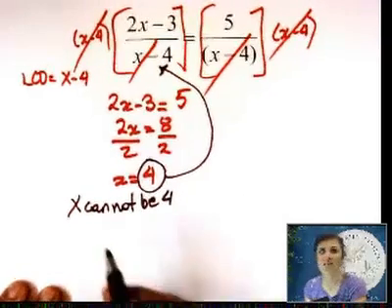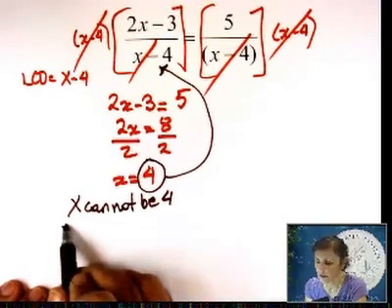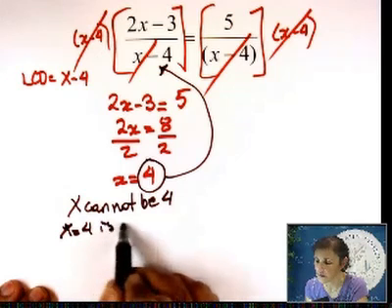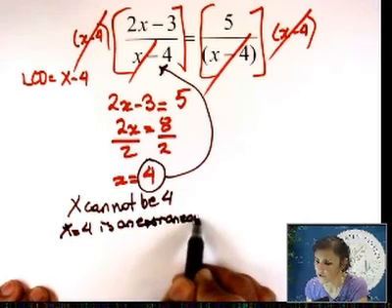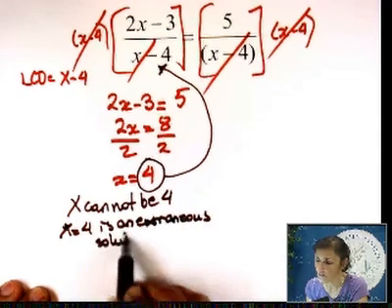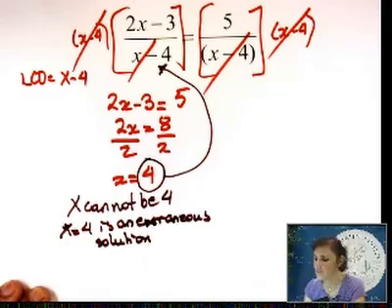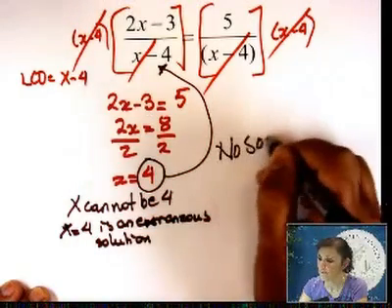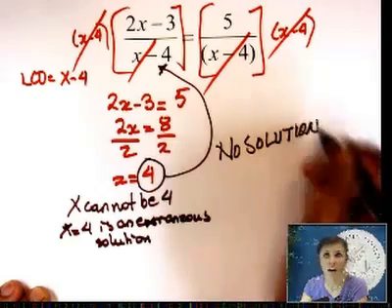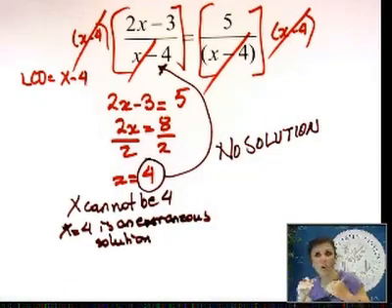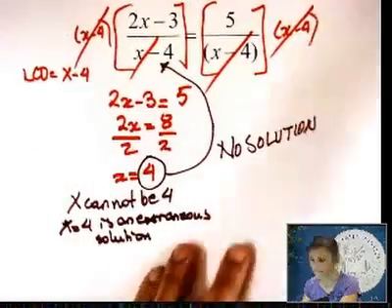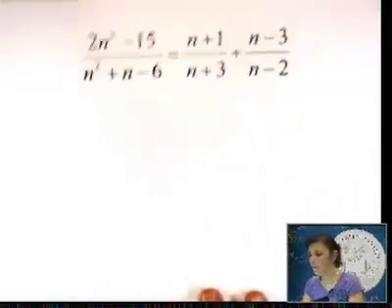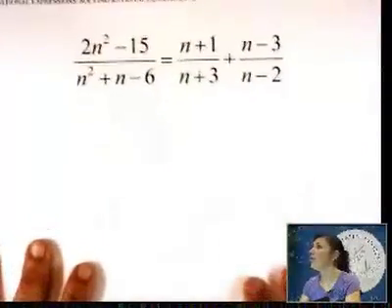This is what we call an extraneous solution. X equals 4 is an extraneous solution, I think I'm spelling this right. So in other words, a solution that doesn't count. The answer is no solution in this problem. Or you can just say x equals 4 is an extraneous solution, but no solution. You cannot make these two things work. So remember that. Let's do one that is a little bit more sophisticated. And that's the last one I'm going to do.